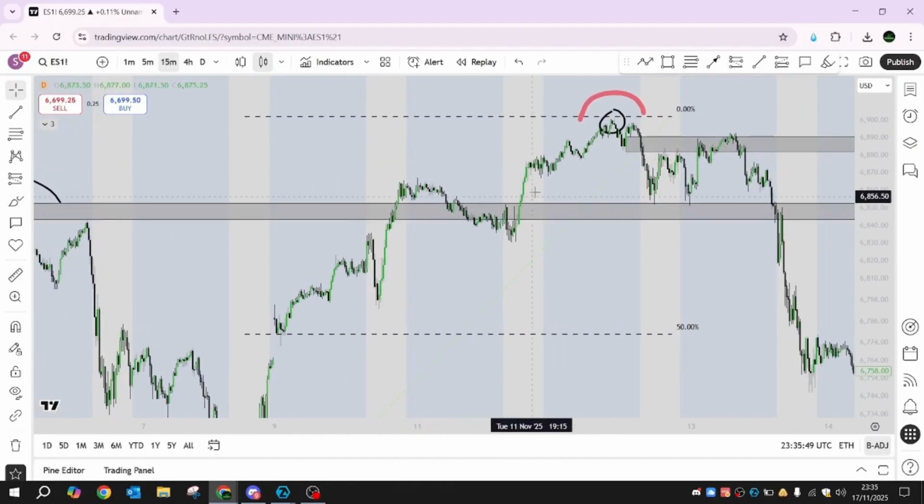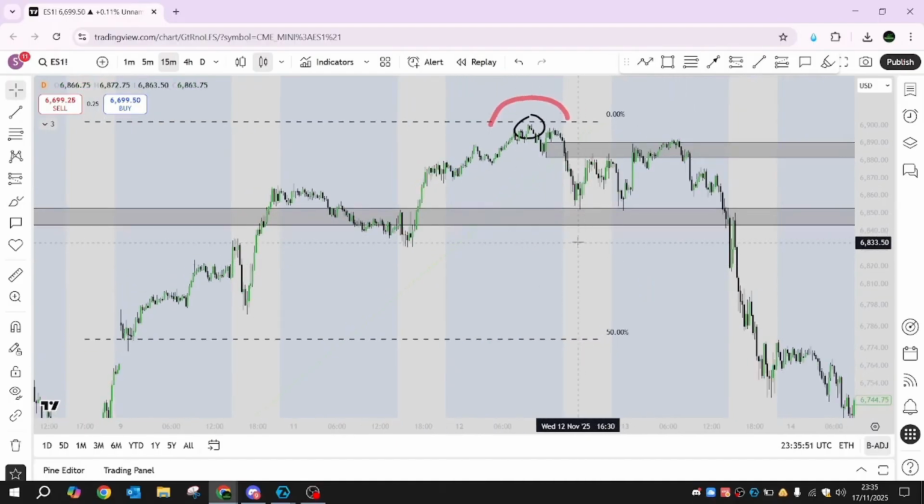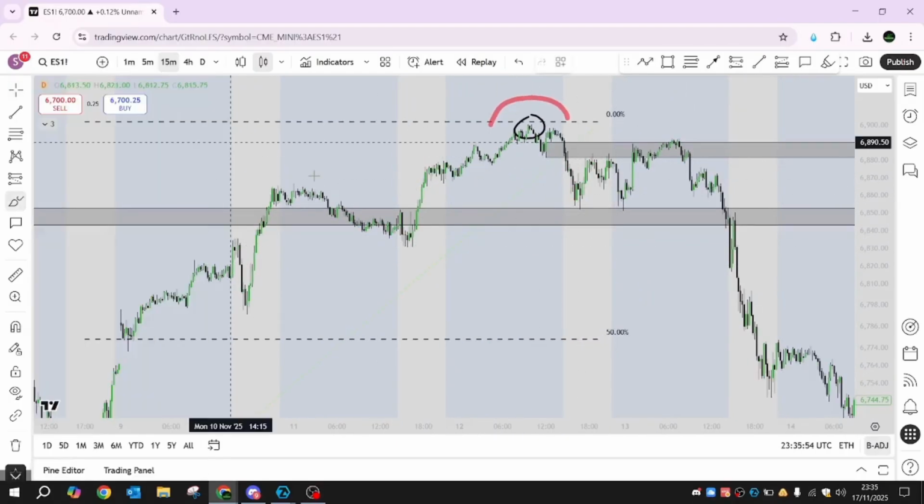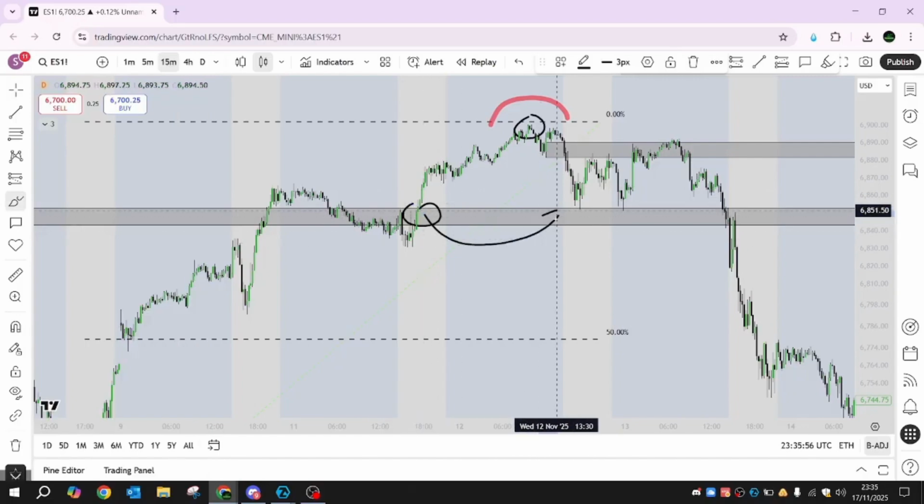Now, the following week, we broke above, so this became support. And then on Wednesday, this also held as support. So this was a nice sort of key level over here.